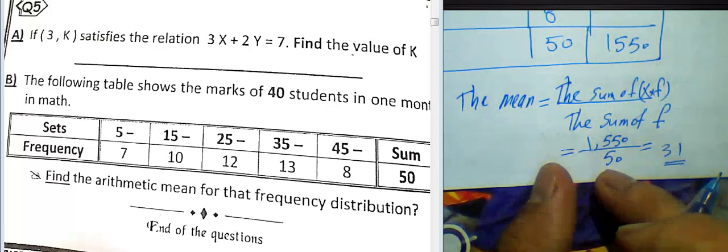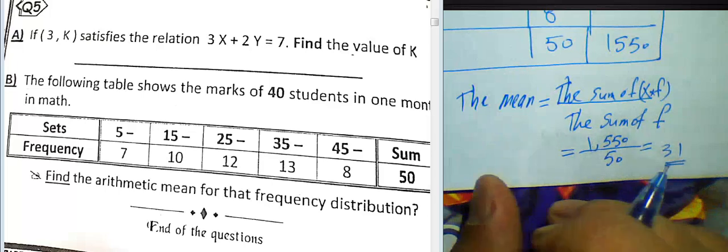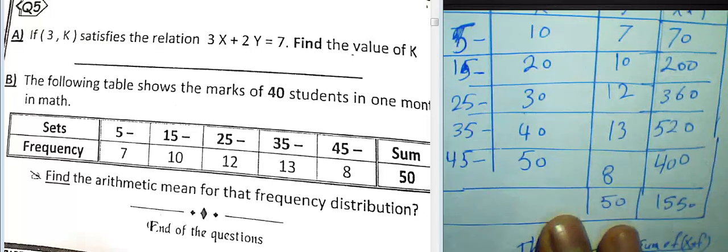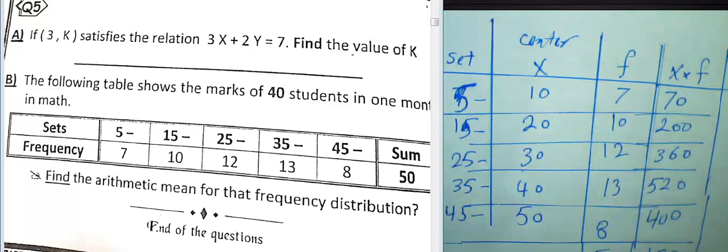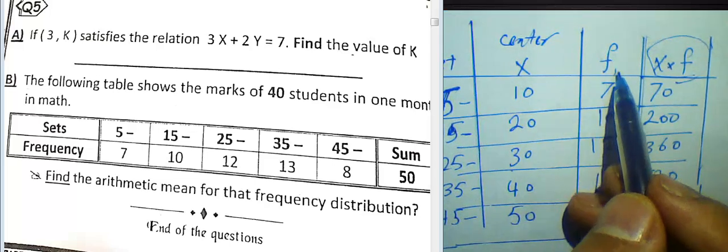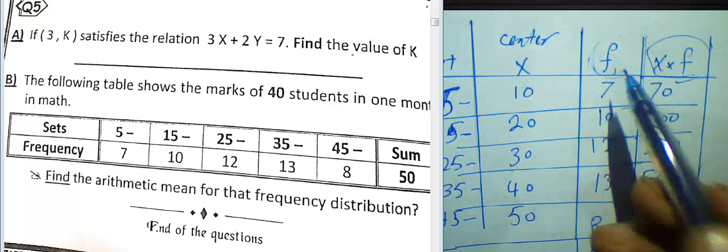Don't just divide by the number. If the teacher gives you many values and asks about the mean of them, you must find the sum of the total and divide it by the number of values. But if the teacher gives you this kind of example, you must divide the sum of x multiplied by f by the sum of frequency.